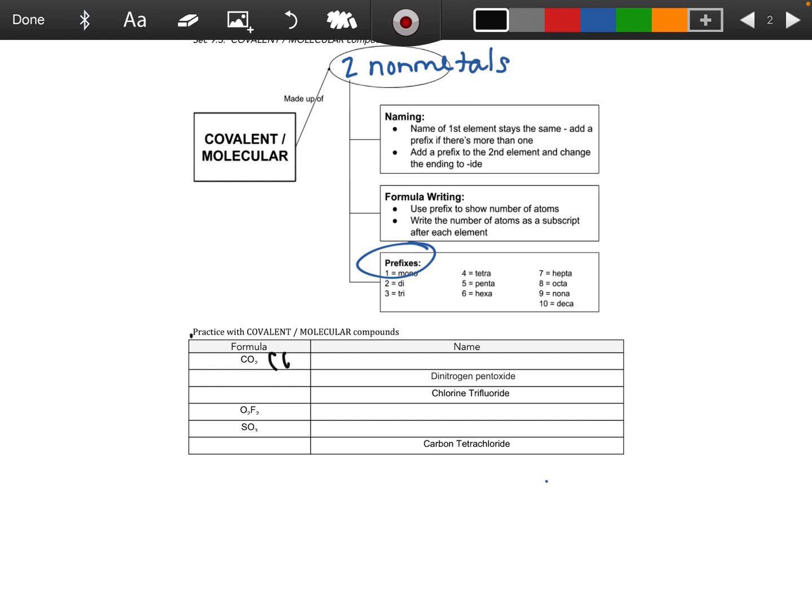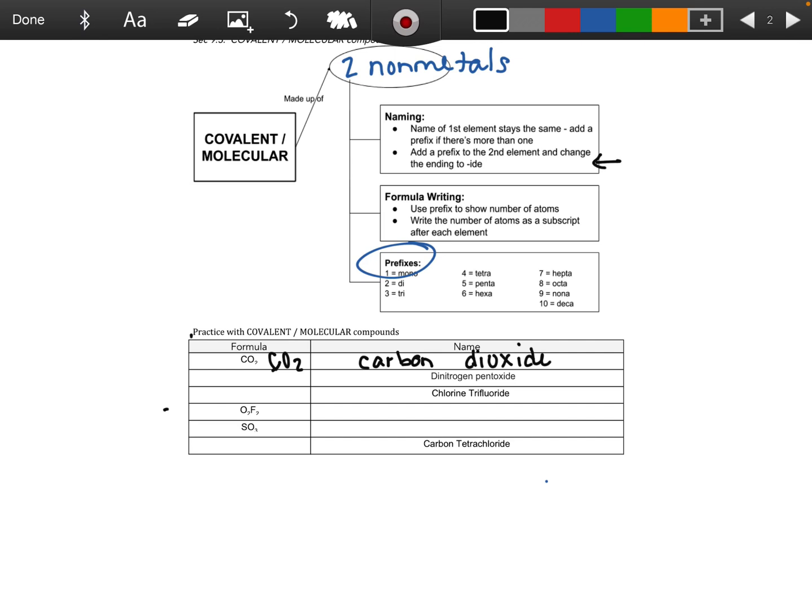So the first one is CO2. So when you name a covalent compound, the first element, the name stays the same. You do not need a prefix if there's only one of that first element. The second element always gets a prefix. So 2 is di, and the name always ends in "ide." So the second element always gets a prefix and always ends in "ide."